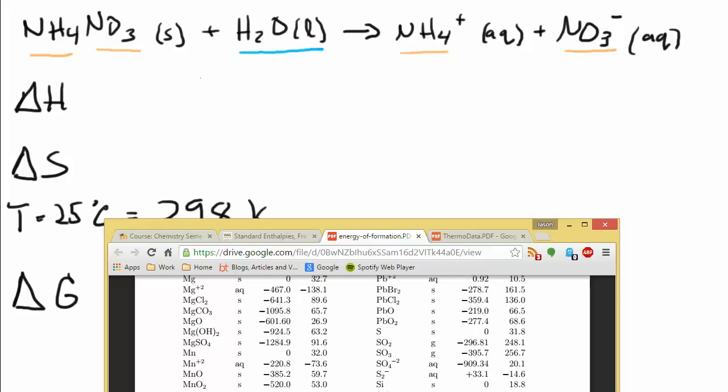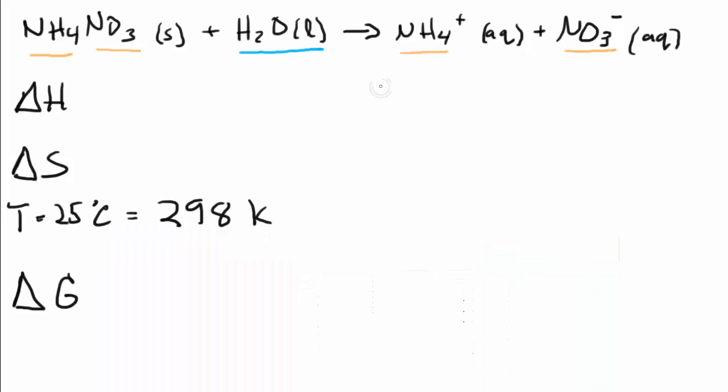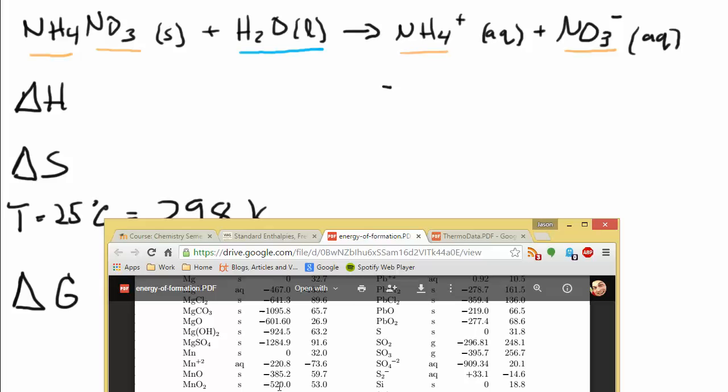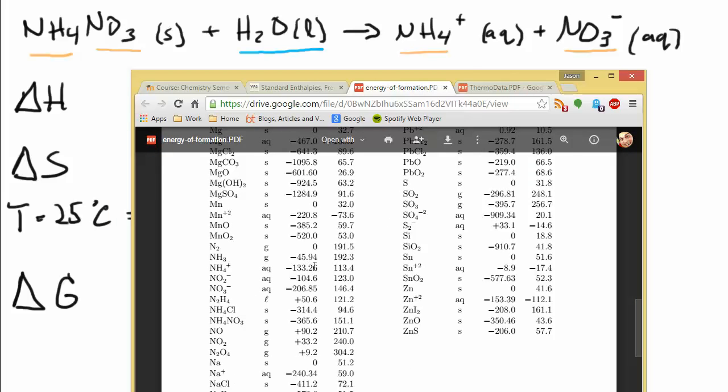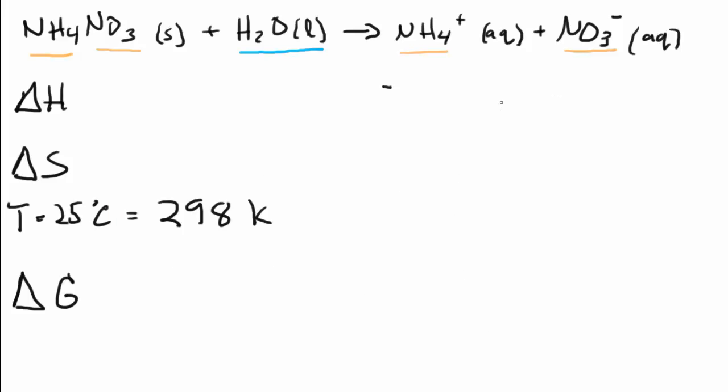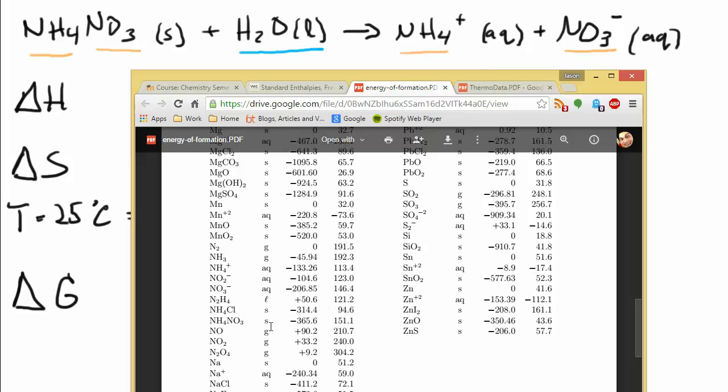So come back in here. Oops, negative, now I've already forgotten. Holy cow. Old man syndrome. So negative 133.26. Okay, and there's only 1 mole of that, so we don't have to multiply that. If there was more than 1 mole in the equation, we would have to multiply that, of course. And then NO3 is negative 206.85.